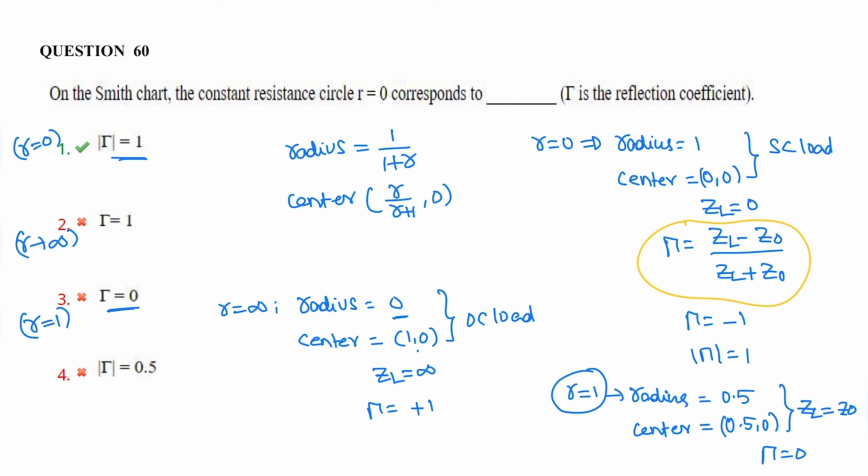Mod gamma equal to 0.5 is represented by the point halfway between center and perimeter of the chart. On a Smith chart, reflection coefficient of 0, mod gamma is 0, is represented by the center of the chart, and reflection coefficient of 1 is represented by the outer circle. In a Smith chart, constant resistance circle r is equal to 0 corresponds to load impedance that is purely reactive, either inductive or capacitive. At this point, reflection coefficient has a magnitude of unity. No power is transferred to the load. Completely, the signal is reflected back.